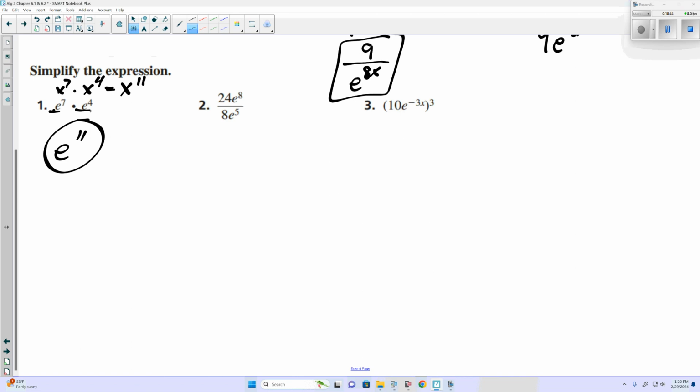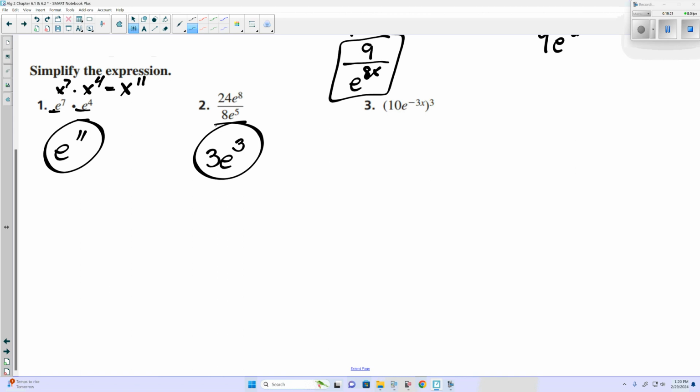Now when we divide e to the 8th over e to the 5th, we subtract. So 8 minus 5 is 3, yes? If it's bigger on top, it stays on top. Whichever one had the biggest exponent. Here, the biggest exponent was on top of the fraction, so it stays on top. And the last thing we need to do for this is 24 divided by 8. 3 over 1 is just 3. So it's 3e to the 3rd. And that's it.